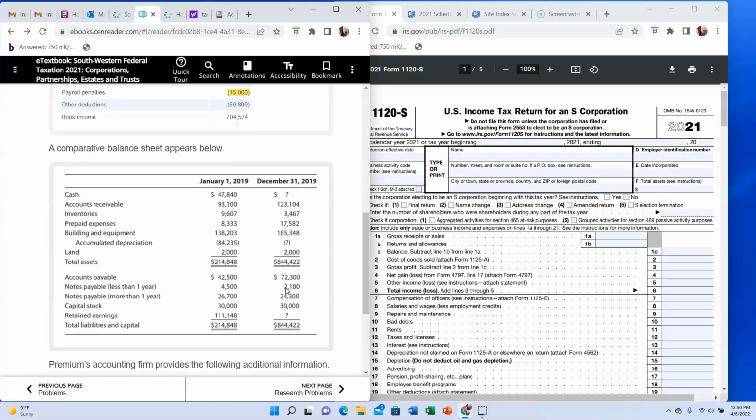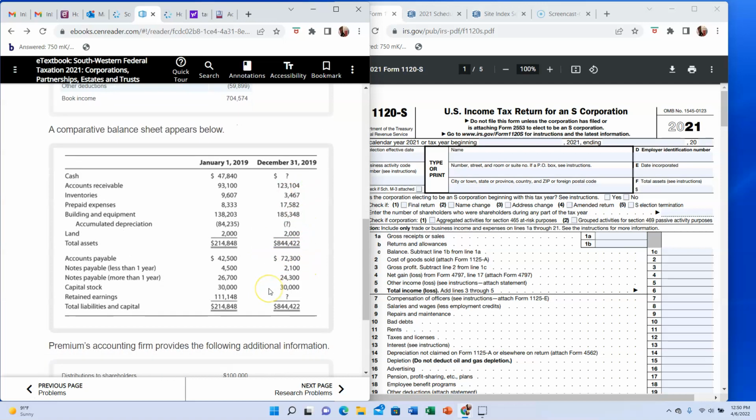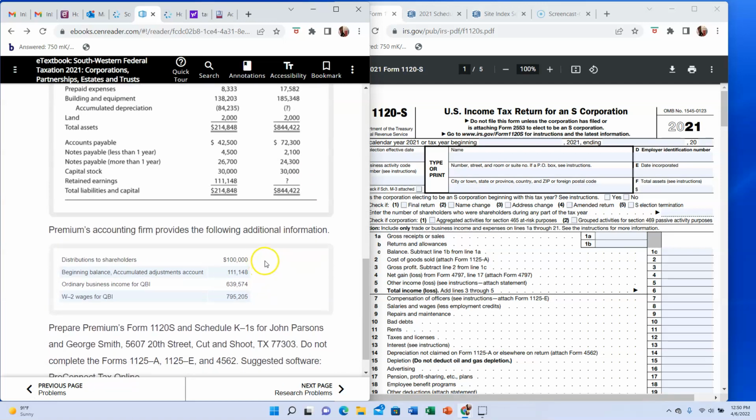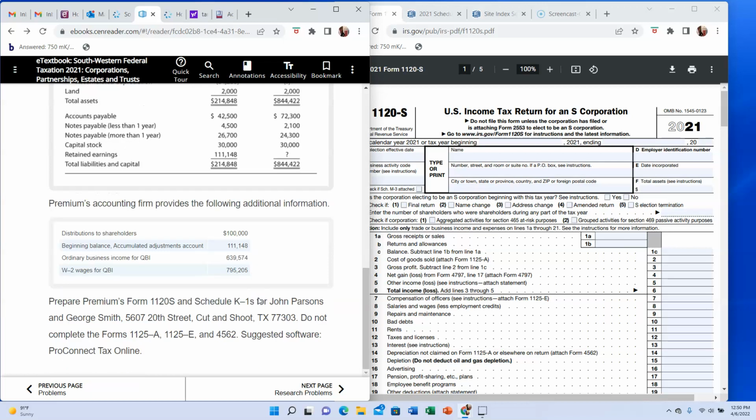And we have a balance sheet, and we have to solve for a couple of the numbers here. Then they tell us the distribution to owners, what the beginning balance was, and the accumulated adjustments account. Notice it's what they're calling retained earnings on their balance sheets. Their ordinary business income for qualified business income, and the wages for qualified business income. All right, and we're supposed to prepare Form 1120S and Schedule K-1s for both of them.